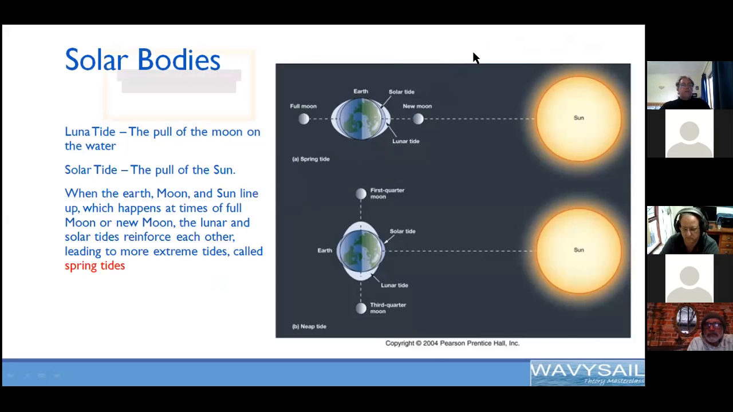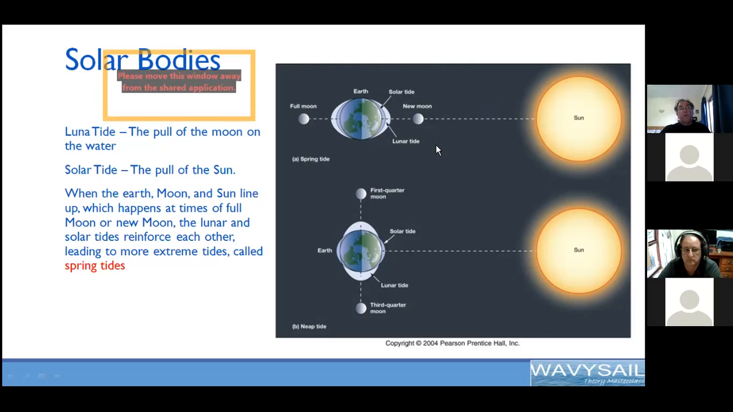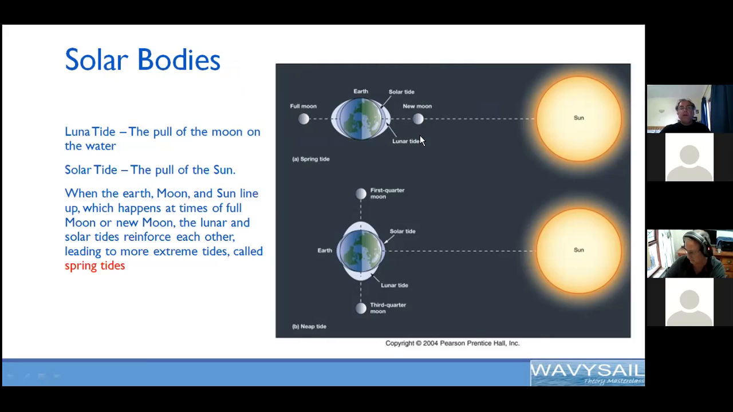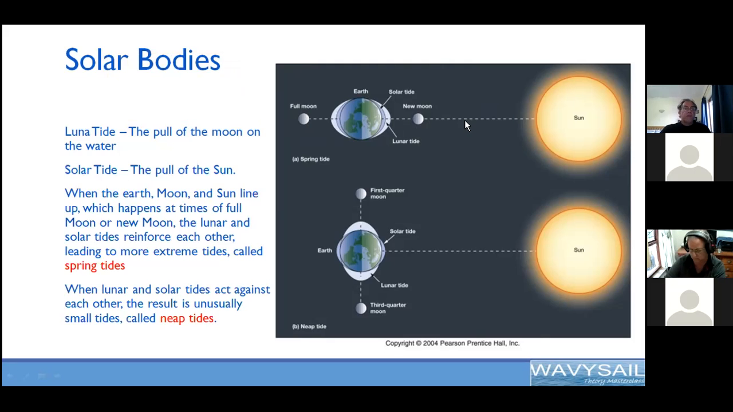When the moon and the sun are in line with each other, which happens at the full moon or new moon. So there's your full moon, there's your new moon, and they're in line with each other. They create springs. And then inversely, when they're not in line with each other, they create neap tides. And then as it goes round, it gets higher and higher and lower and lower and higher and higher. So that's how your springs work.